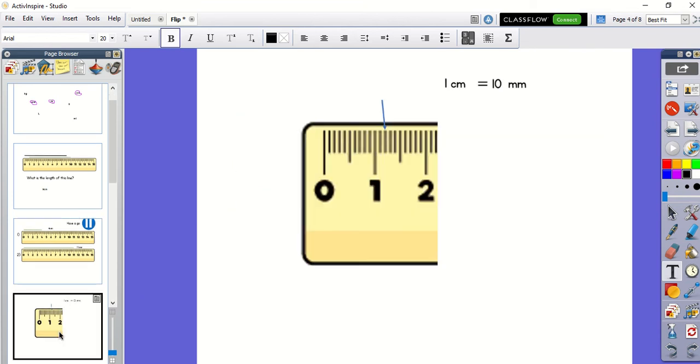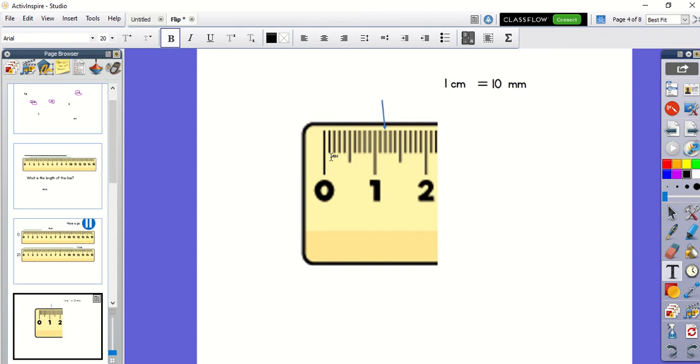But what if I asked you to tell me how long a line was that went up to where this blue arrow is? For that, we need to incorporate millimetres. Now, millimetres, as it says here, 1 centimetre equals 10 millimetres. Now, the gap between 0 and 1, there is 1, 2, 3, 4, 5, 6, 7, 8, 9, 10. So from 0 to 1, there's 10 lines, which means each of those little lines must be worth 1 millimetre. Because if 1 centimetre is 10, that must be 9, 8, 7, 6, 5, 4, 3, 2, 1, 0.